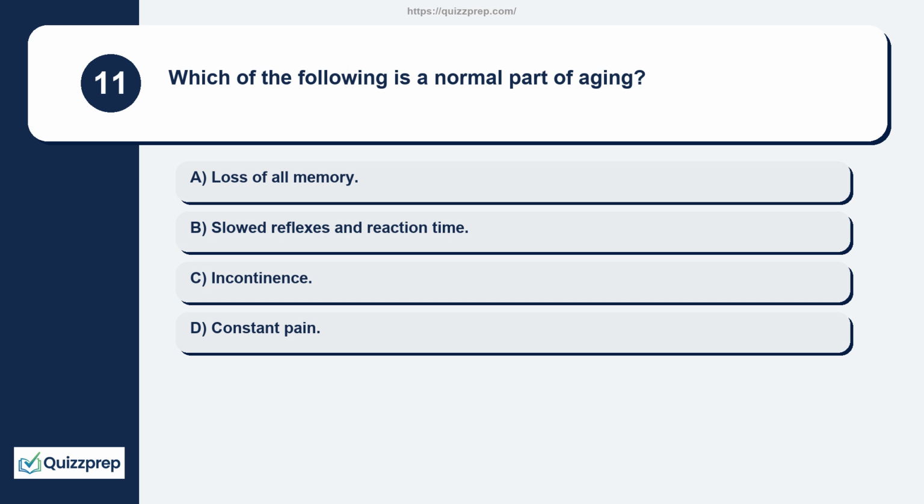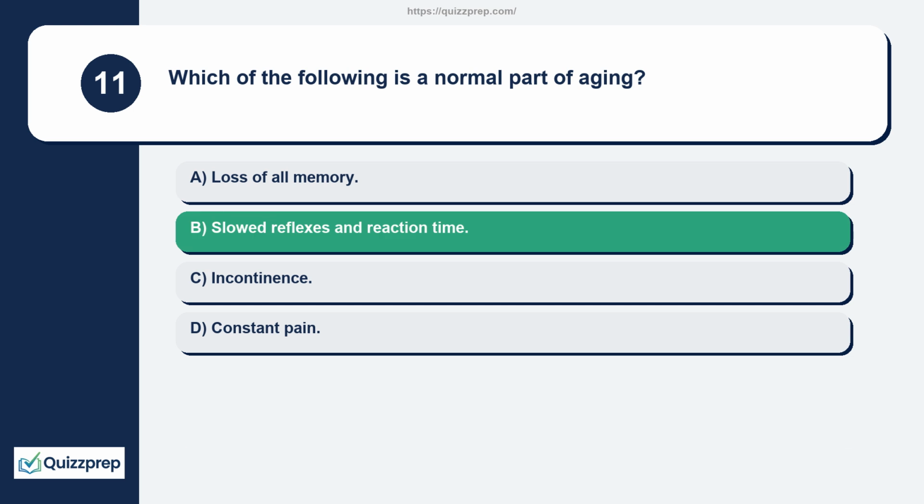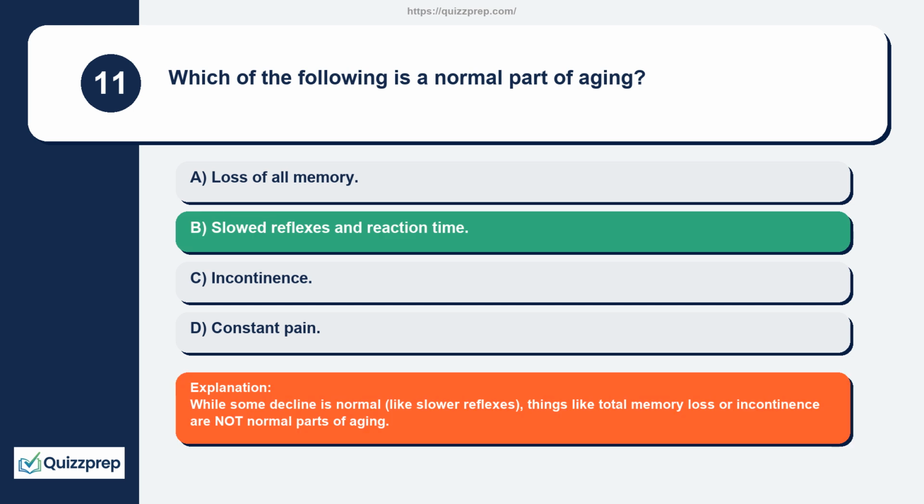Question 11. Which of the following is a normal part of aging? Loss of all memory, slowed reflexes and reaction time, incontinence, constant pain. While some decline is normal, like slower reflexes, things like total memory loss or incontinence are not normal parts of aging.